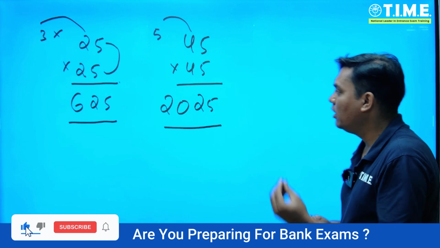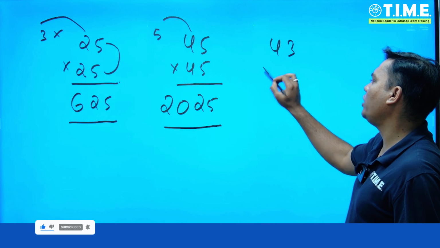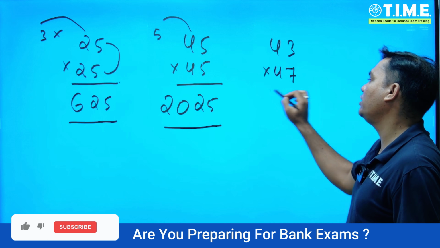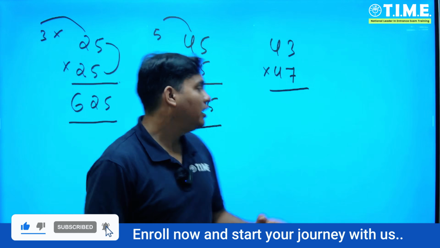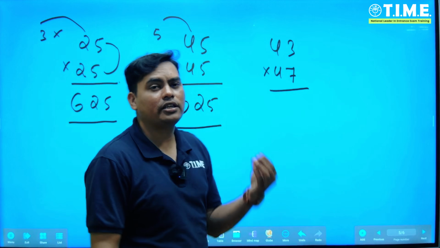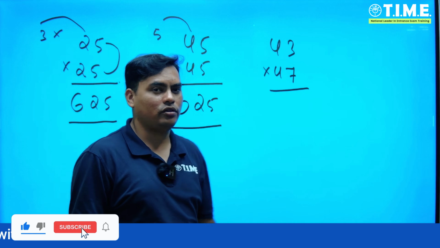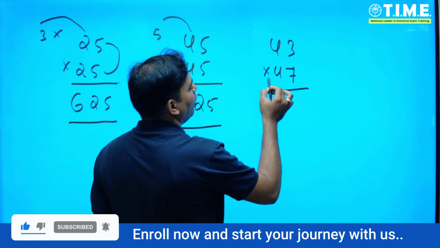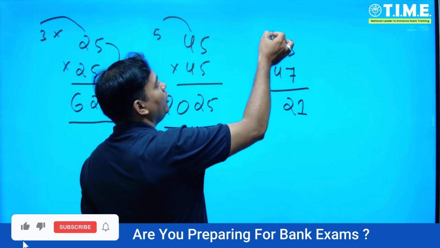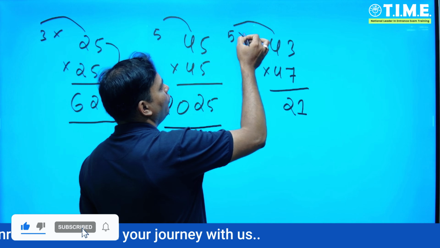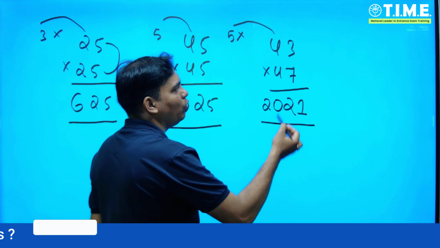Sir, when you are telling this point, can I ask you 43 into 47? Can I apply the same rule for this question also? Obviously, yes. How? The reason is, if you add 3 and 7, it equals 10 and the other numbers are 4 and 4. You can do the same concept. What will I do? 7 3s are how much? 21. 7 3s are 21. 4 into the next number, 4 into 5 will be how much here? 20. So my answer will be 2021.